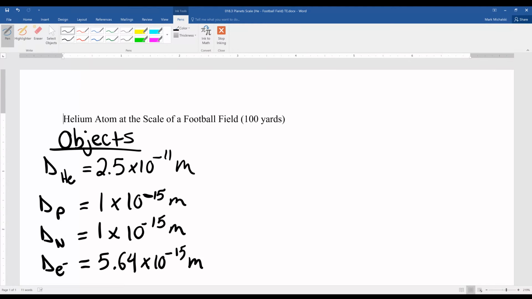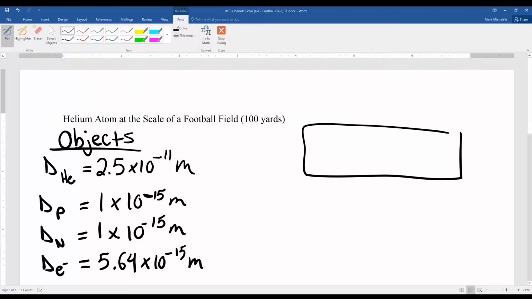Ultimately, the goal here is a field which we know to be 100 yards across from goal to goal. And in that football field, we're going to throw the nucleus of a helium atom, which has 2 neutrons and 2 protons. And then floating around the outside somewhere in that cloud is what we have as the electron. The electron is what's determining the outer edge of our atom.